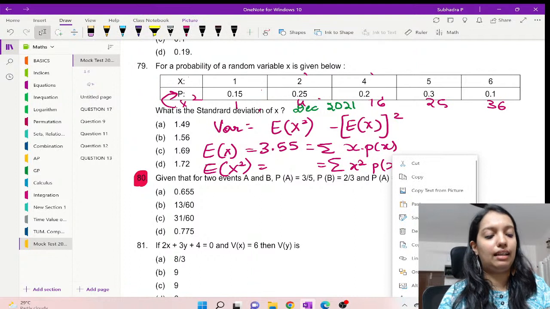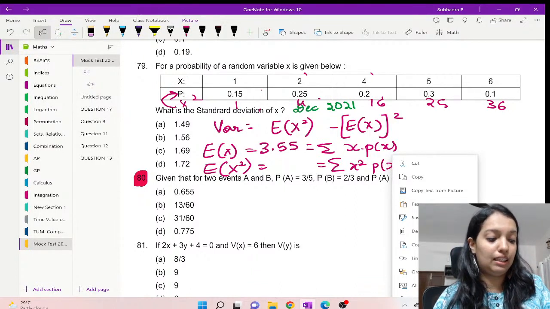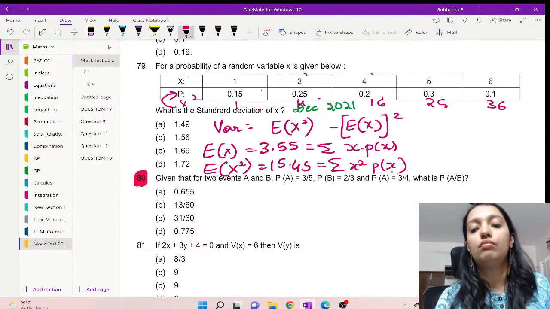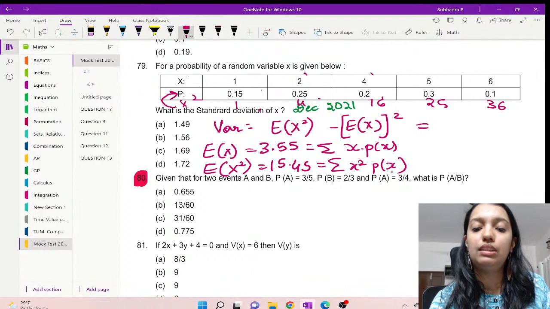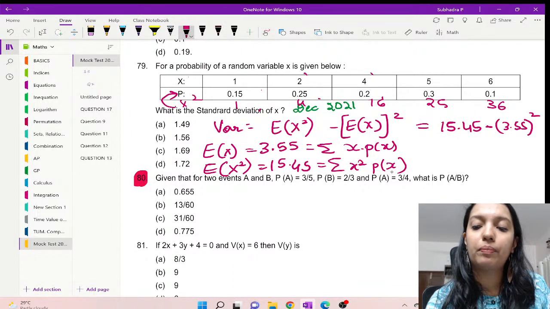So take your calculators. 1 into 0.15 is equal to, 4 into 0.25 is equal to, 16 into 0.2 is equal to, 0.3 into 25 is equal to, and 0.1 into 36 is equal to. Press the GT button. I am getting the answer as 15.45. Use that here: 15.45 minus 3.55 whole square.